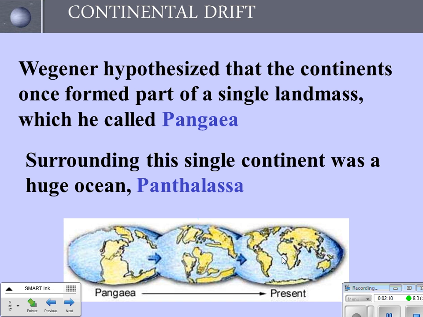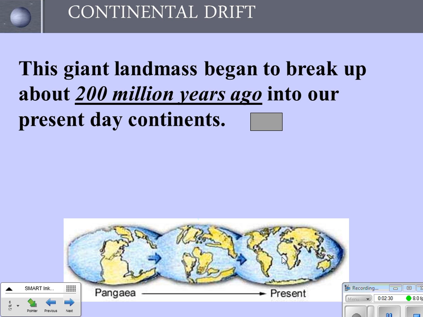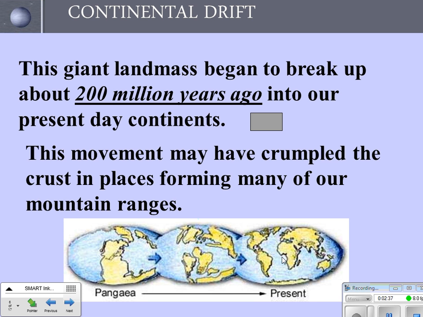And surrounding the single continent was a huge ocean called Panthalassa, which maybe you can figure out what that means. All seas. So Pan means all, Thalassa is seas, Gea is lands. This giant landmass began to break up about 200 million years ago into our present-day continents. This movement may have crumpled the crust in places, forming many of our mountain ranges.